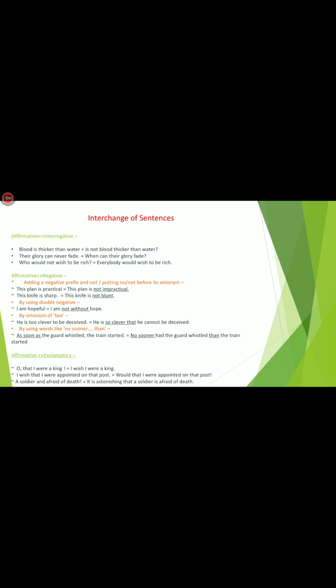Now the next sentence is very interesting. A soldier and afraid of death! This expresses a lot of surprise or astonishment, isn't it? That how can a soldier be afraid of death? So in that case, when we are transforming it into a declarative sentence, we have to retain the tone of the sentence or the meaning of the sentence. So we need to use the words either surprising or astonishing. It is astonishing that a soldier is afraid of death.